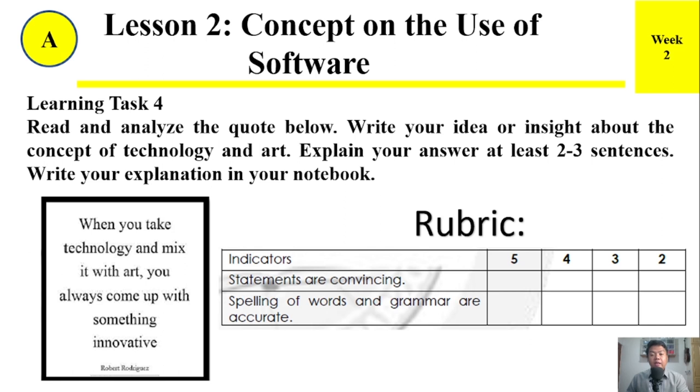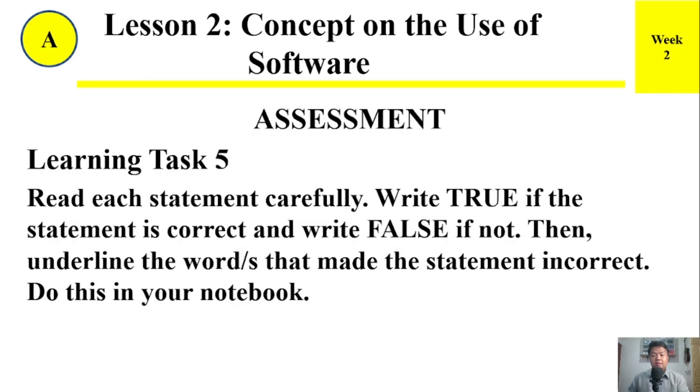Here are the indicators. Statements are convincing. Spelling of words and grammar are accurate. Assessment. Learning task number 5. Read each statement carefully. Write true if the statement is correct and write false if not. Then underline the words that made the statement incorrect. Do this in your notebook.